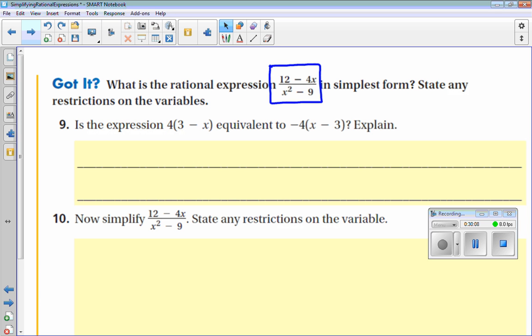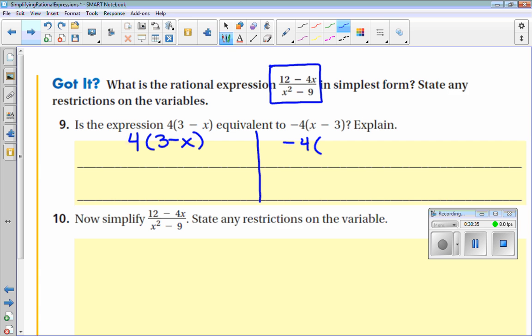Is there a GCF? There's no x squared, but there's a GCF. What is it? 4, or is it negative 4? It could be either. Let's do it your way first, and then do it 2 ways. If I take a 4 out, I'm going to have a 3 minus x. If I took a negative 4 out, what would I have? Negative 3 plus x. Isn't that the same thing as x minus 3?